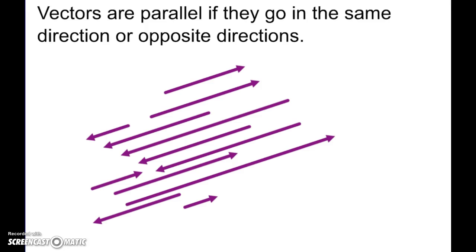I'm excited. These are parallel vectors. What do you notice? What do they have in common? Some go one way and some go the exact different way. Slope is exactly it. How are they different? Yeah, they're different lengths, right? So those are parallel vectors.